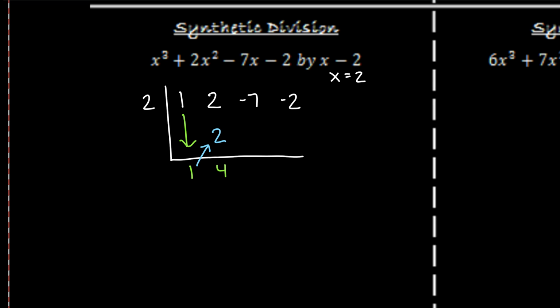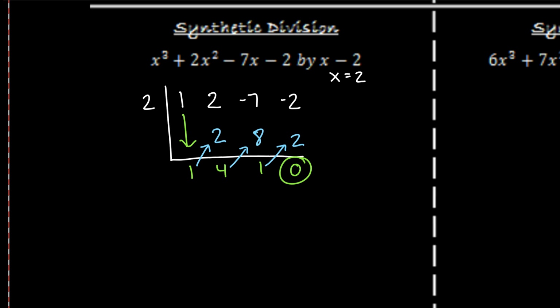What's 2 times 4? So you put that inside. What's negative 7 plus 8? 1. Then what's 2 times 1? And what's negative 2 plus 2? Wait, this is 0. And that's your remainder, which there isn't one.